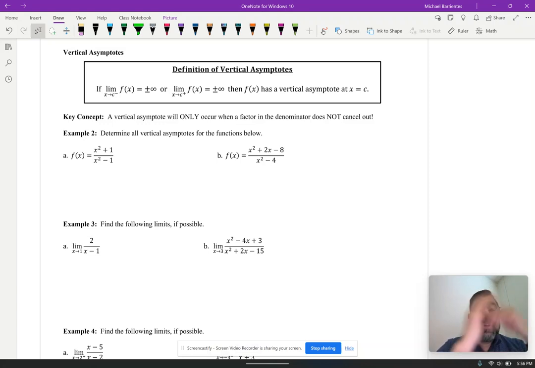In video two, welcome to video two. So in video two, we have the formal definition of the vertical asymptote in connection with limit statements.